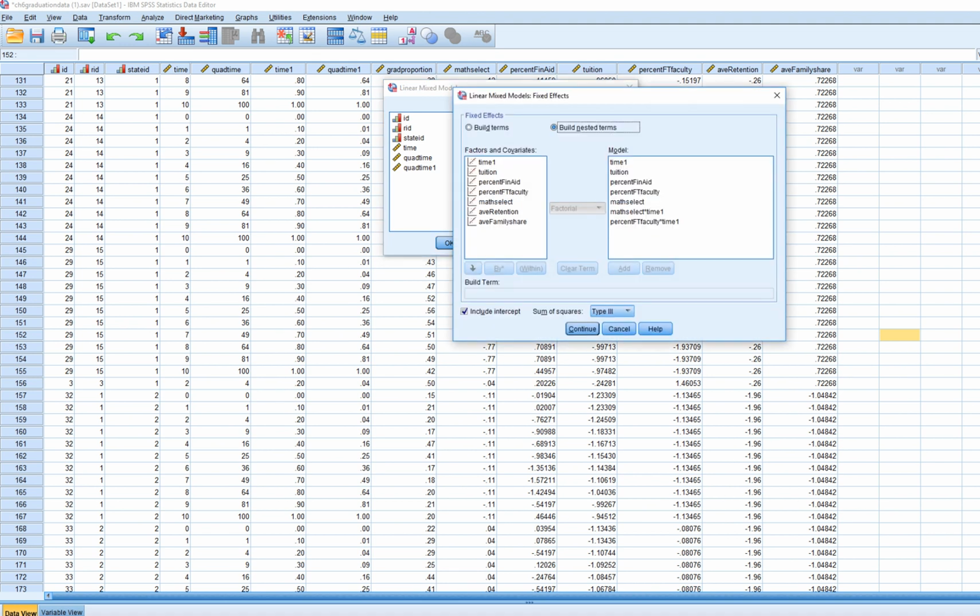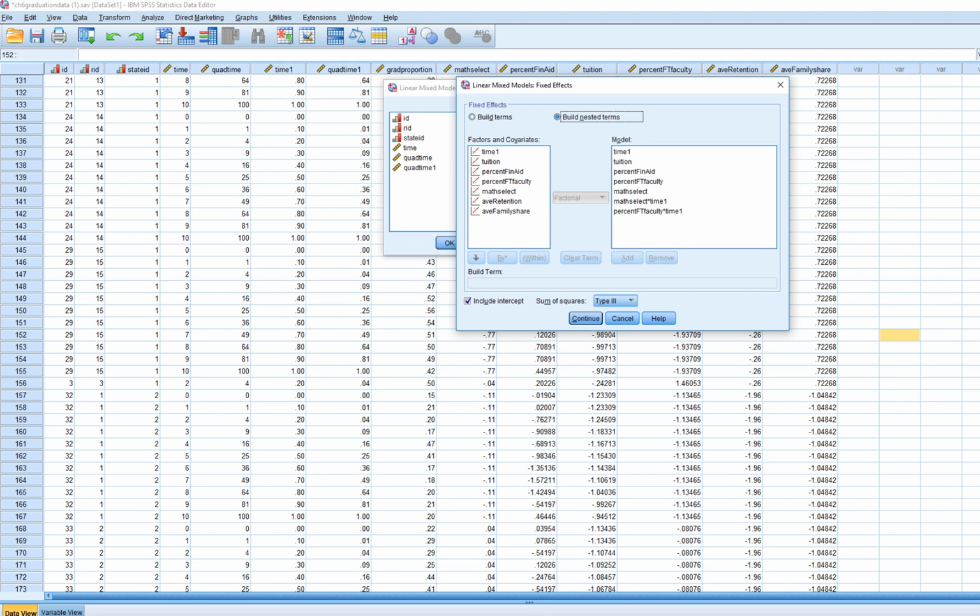So that means we have to go back to fixed, and we're going to build another set of nested terms. So we're going to click on average retention, by time 1, and then click on add. We'll do the same thing for the average family share variable and time.